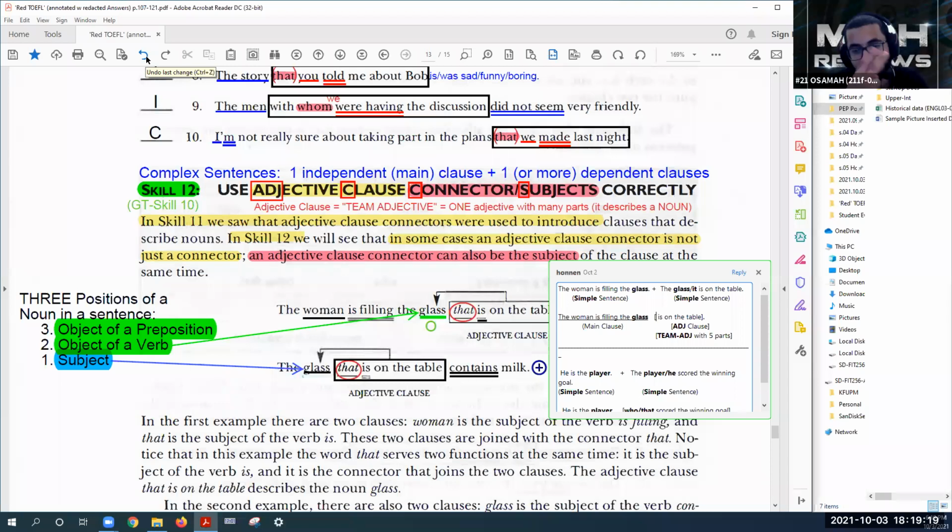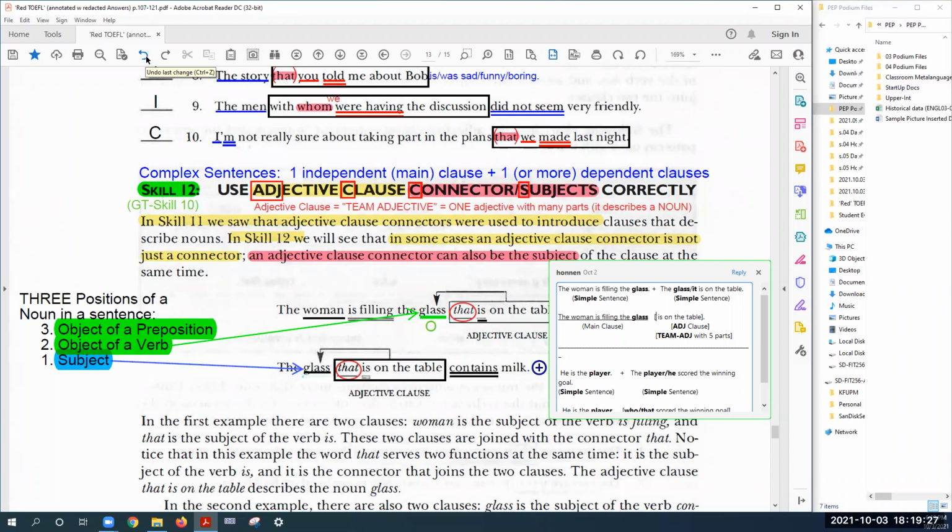There are no two verbs, and we need another subject. So this connector is the subject. Do you understand? All right, let's keep going.